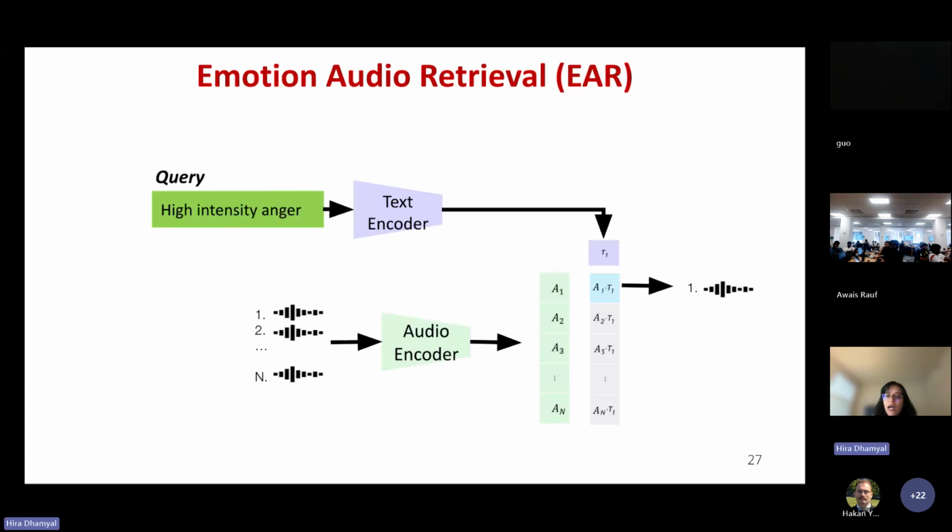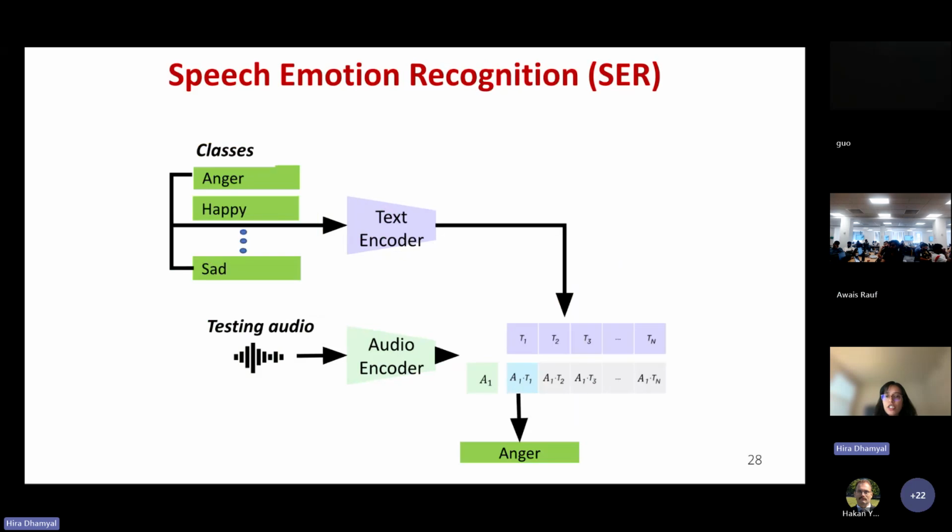And you can imagine speech emotion recognition is just the opposite of this task, where you're given the testing audio, and you have the audio encoder, you encode it in a vector representation, and you have n classes for emotion that you want to classify this audio into. So you have anger, happy, sad. You pass these labels through the text encoder, and you have a vector representation of these. And then you say, okay, the output class of this audio will be the one that has the highest similarity with this audio recording.